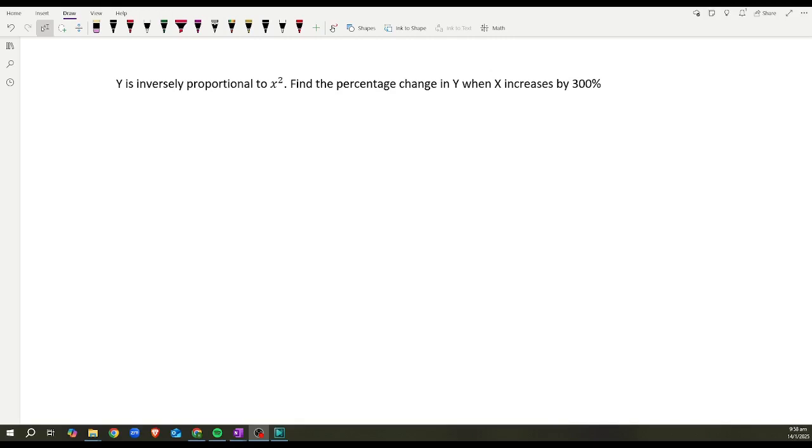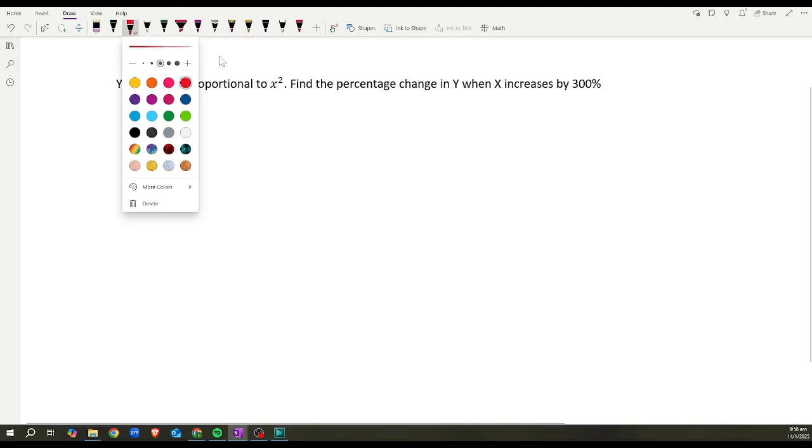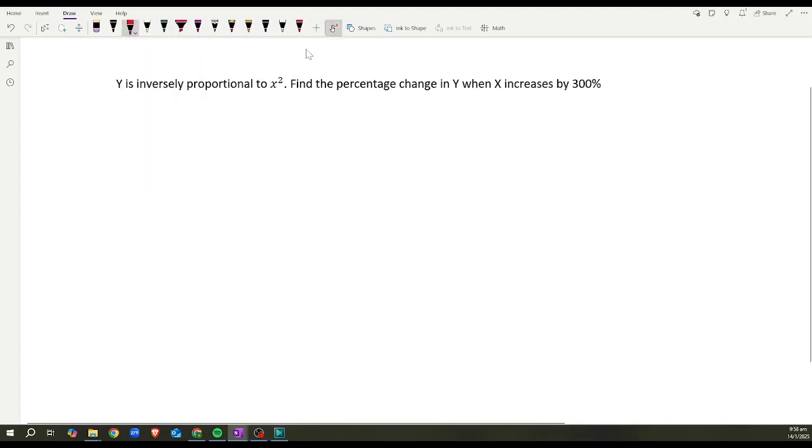For this question, it states that y is inversely proportional to the square of x, right? So over here, we can write that y equals k over x squared, where k is a constant. Okay, and then they want you to find the percentage change in y when x increases by 300%. So what does a 300% increase in x look like?